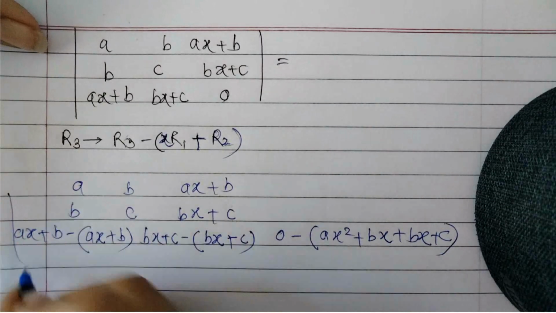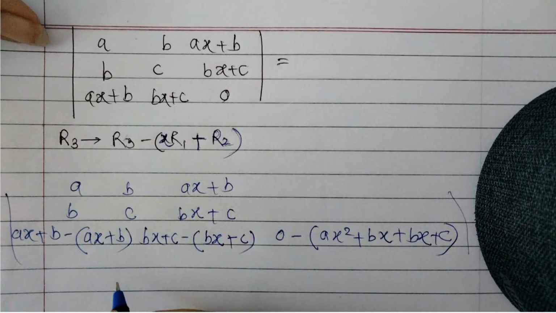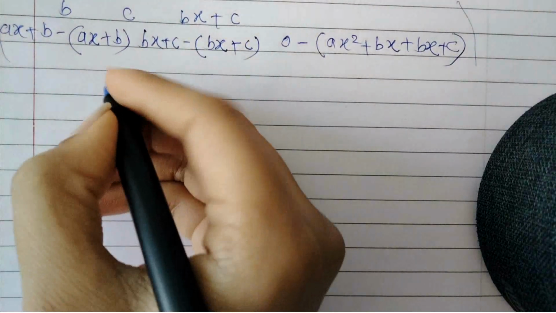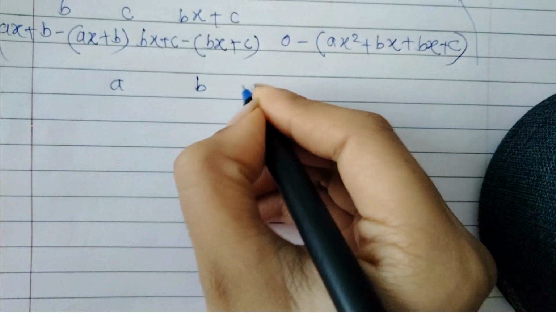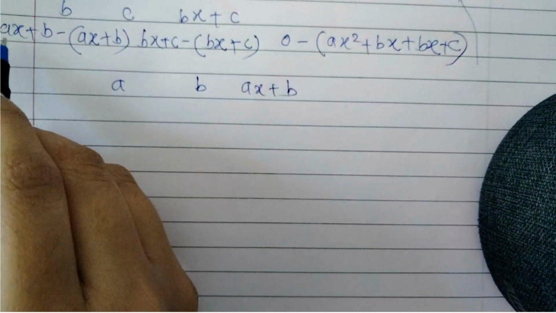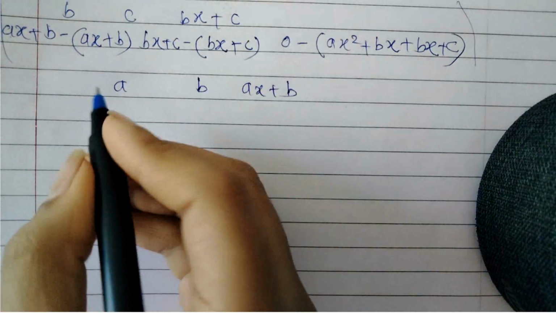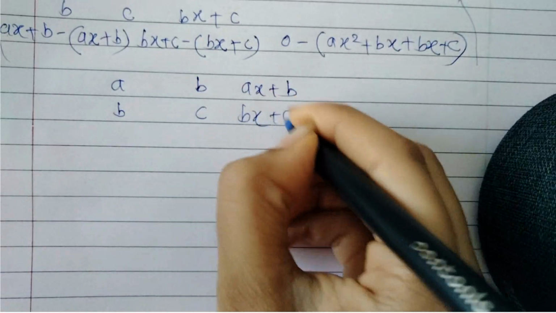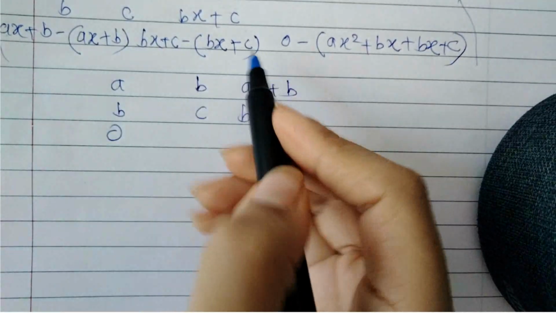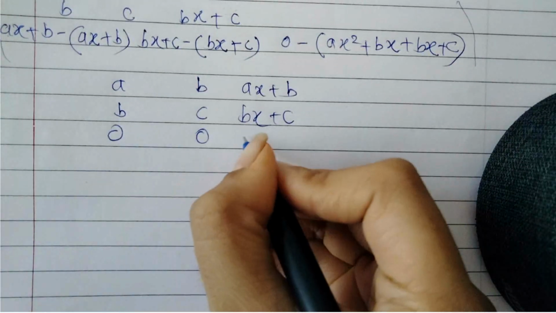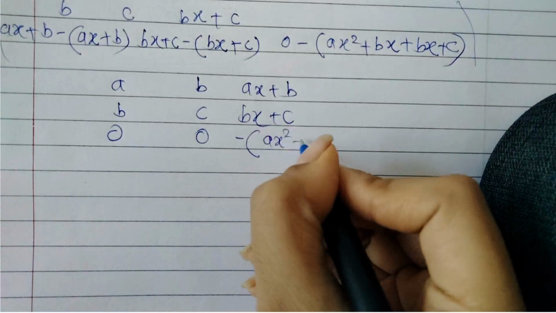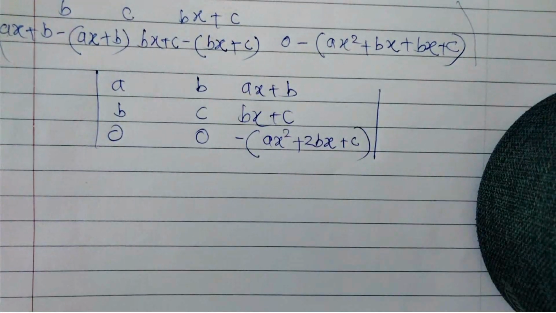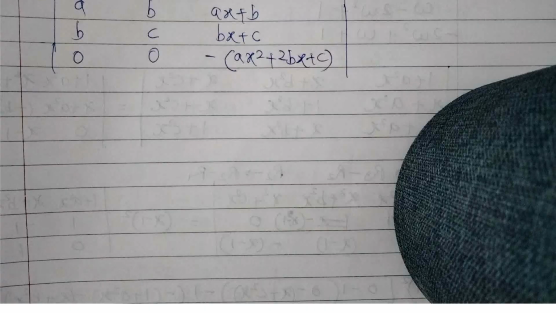So we can write this determinant as a, b, ax plus b; ax plus b minus ax plus b will be 0, right? So here let us write this row as well. bx plus c minus bx plus c will give us 0, and this will be minus of ax square plus 2bx plus c. So now we can expand this determinant.